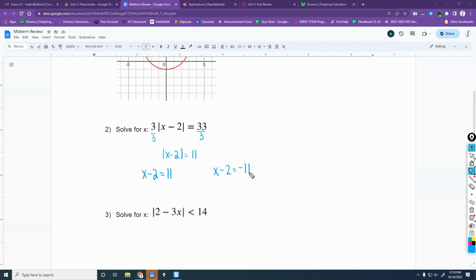Because when we have absolute value bars, what's inside that absolute value could be positive or negative 11, and I'd still get 11, right? So we are going to add the 2, but we've got to break it into two equations first. So once the absolute value bars are by themselves, we break it into 2 equations, and we can add 2 to both sides here, and we will get x equals 13. And we can add 2 to both sides here, and we will get x equals negative 9. Okay? If you don't break it into 2 equations, you'll be missing that second answer.